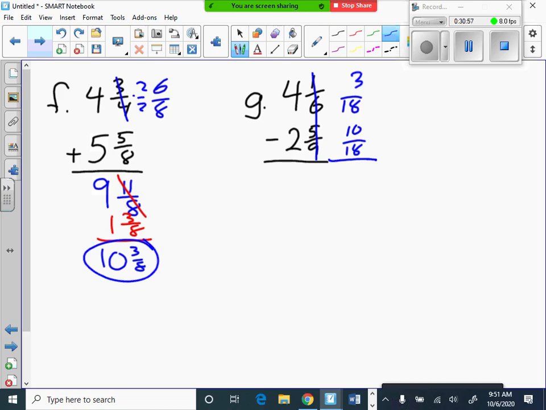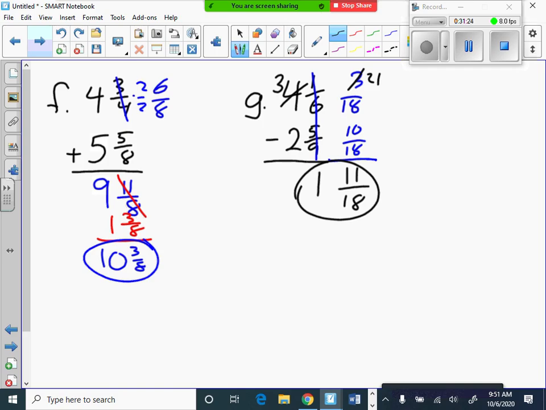Sebastian, if I borrow, what do I get? 4 becomes 3. Yeah, because 18 plus 3, 21. 21 minus 10 is 11/18. 3 minus 2 is 1. 1 and 11/18. Now we lost about half the class. Is there anything you don't understand?